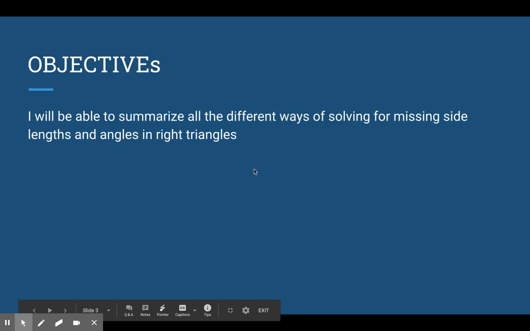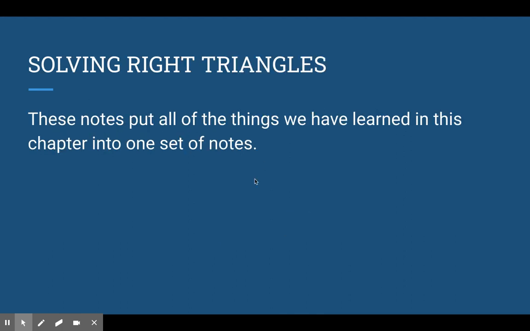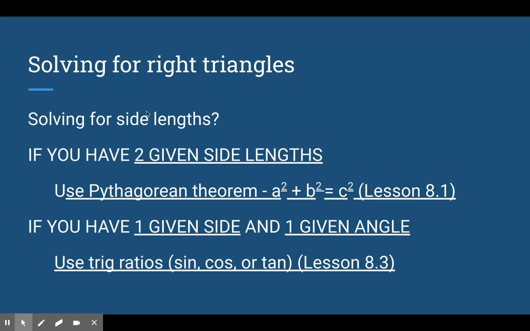Okay, objectives. I will be able to summarize all the different ways of solving for missing side lengths and angles in right triangles. So like I said, putting everything that we've put together, solving right triangles. These notes put all the things we have learned in this chapter into one set of notes. So in a way, it's a review lesson. It's consolidating everything that we've learned. Okay, solving for right triangles.